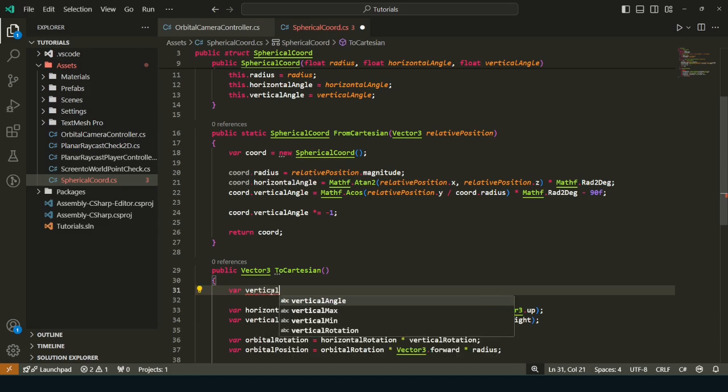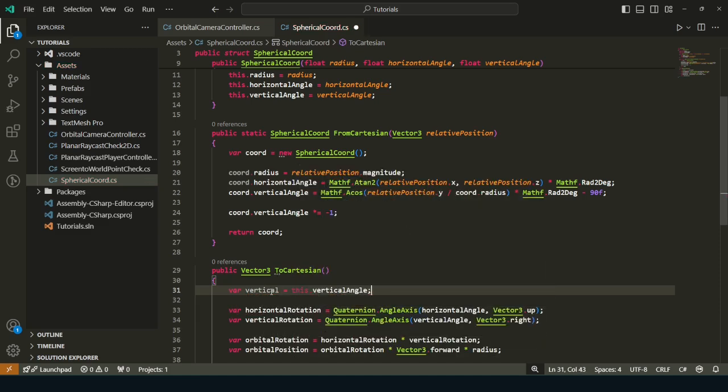Down here, I'm going to do vertical angle, minus. I'm going to swap this in.